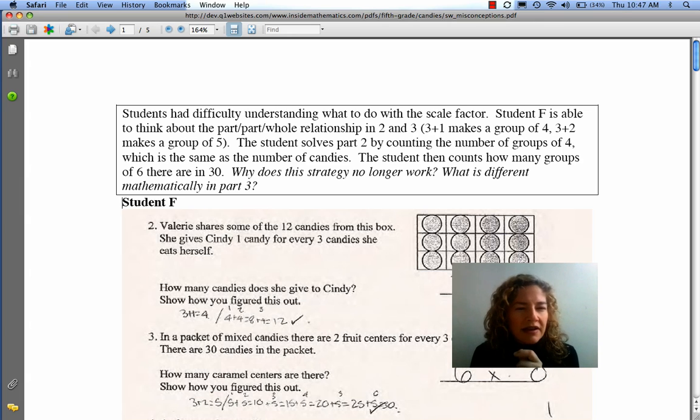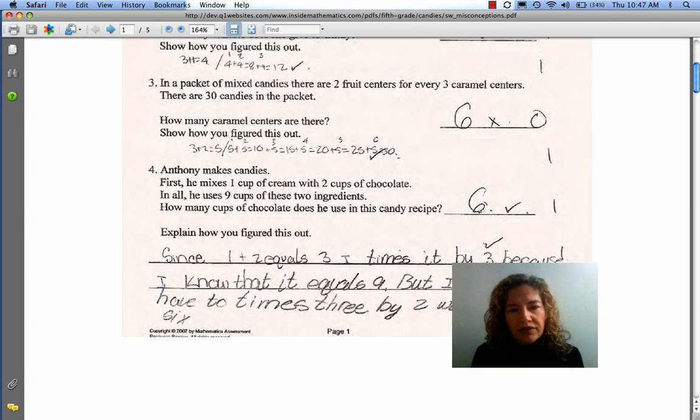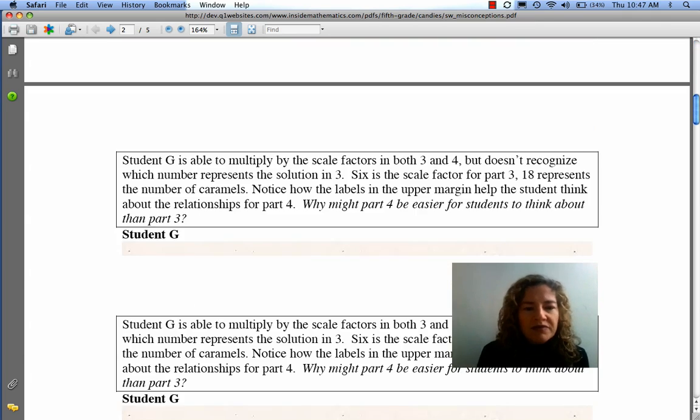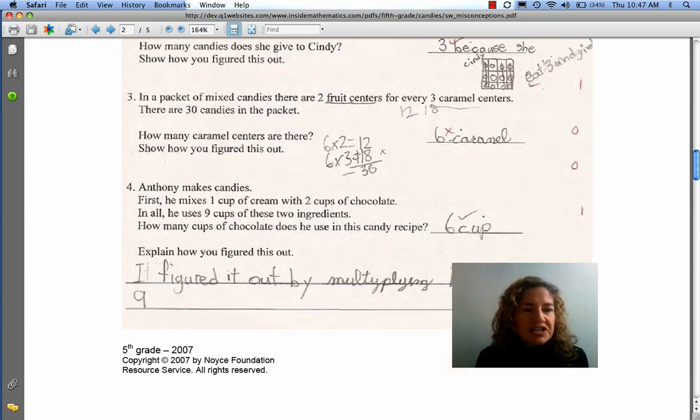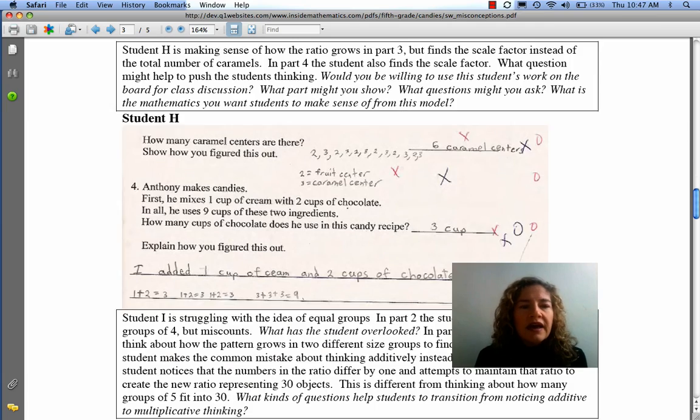Why does this strategy no longer work? What is different mathematically in part 3? Right? So these prompts help you think about what's underneath these wrong answers. Why are wrong answers not the end, but the beginning of some of this teaching into the concept? So again, here's student G, who has a different challenge, and so on.